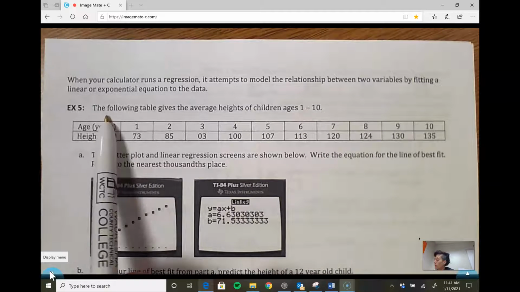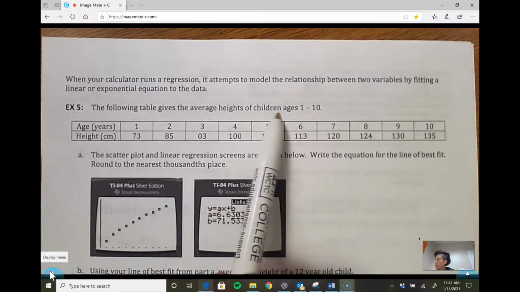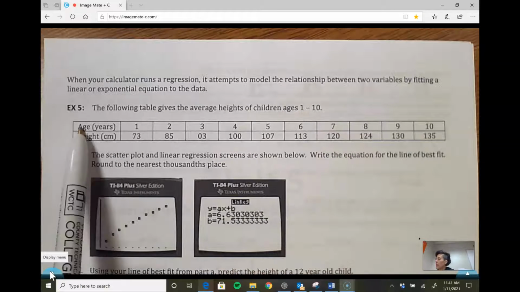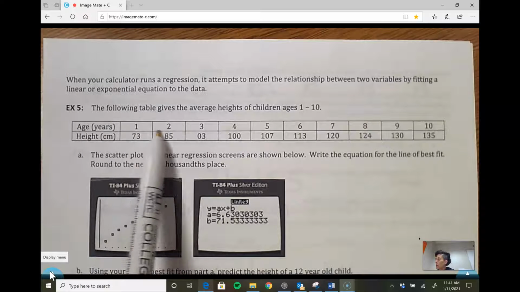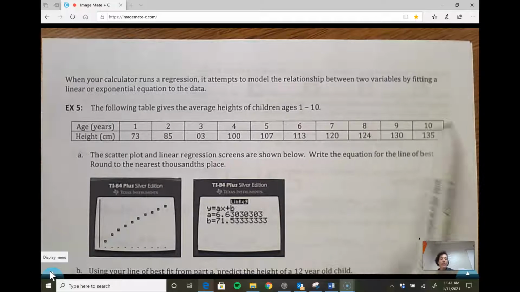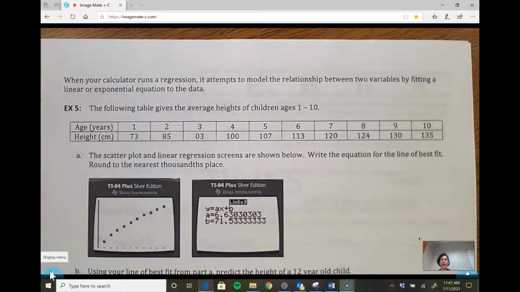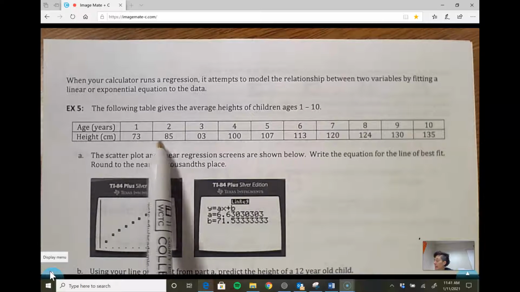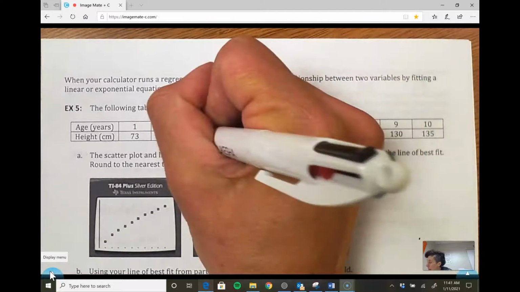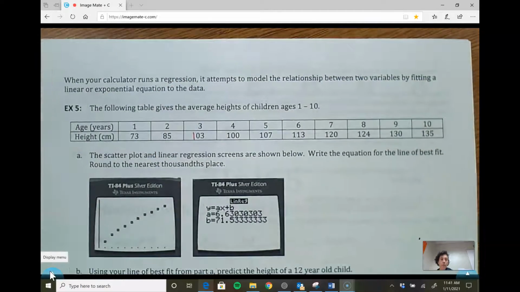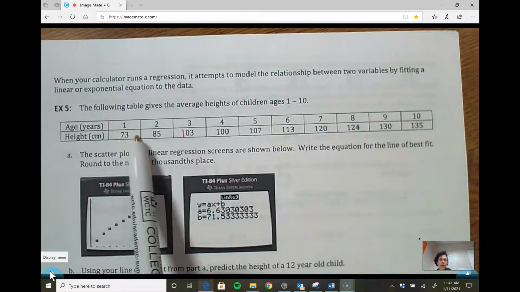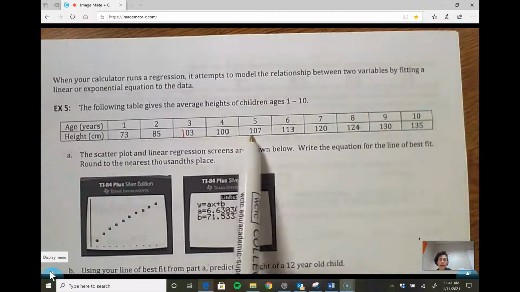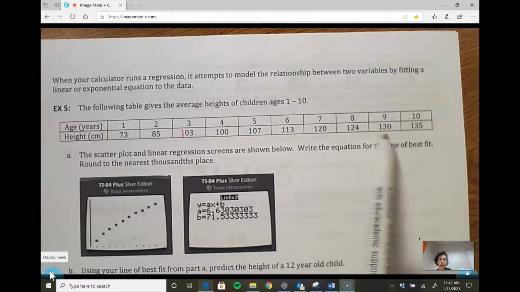The following table gives the average heights of children ages 1 to 10. You can see their age in years, and it is going up by ones. It actually doesn't have to go up by ones when we're using the graphing calculator to come up with that data. When I look at the height, I notice, whoops, I think this is a typo, it should be 103. The data goes up, then it goes back down, then it goes up, and it keeps going up.